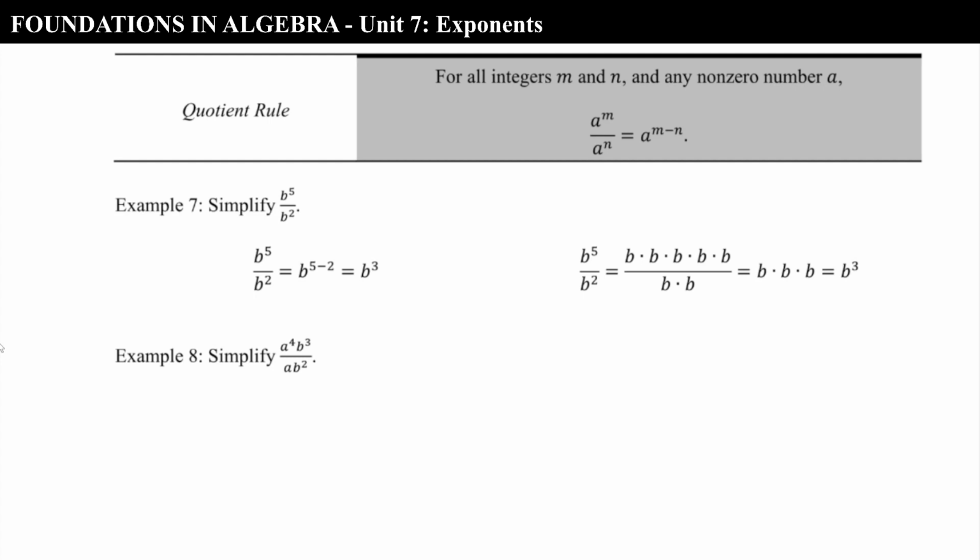All right, let's take a look at example 8. We're going to simplify a to the fourth, b to the third over a b squared. First of all, we're going to separate our a's and our b's into two separate pieces. We will subtract our exponents on our a term and our b term, and that gives us a to the third times b.